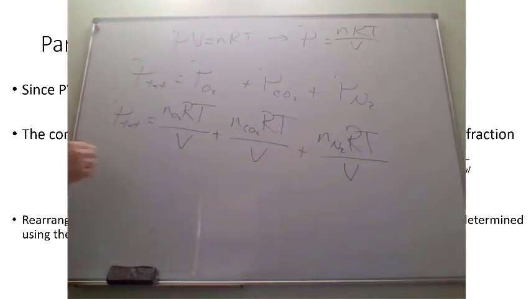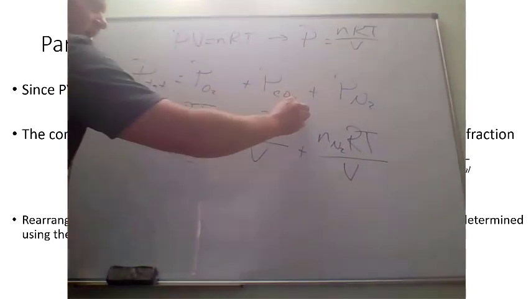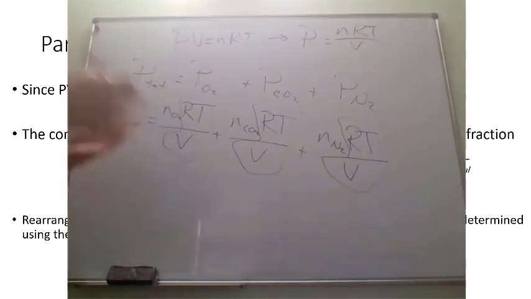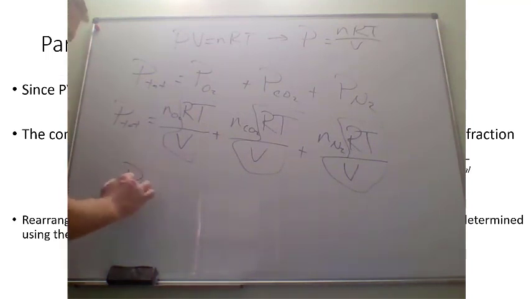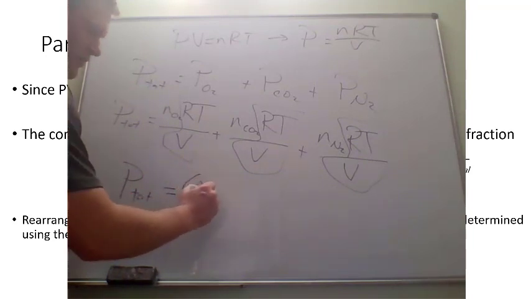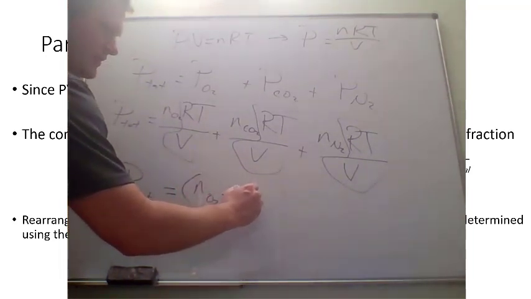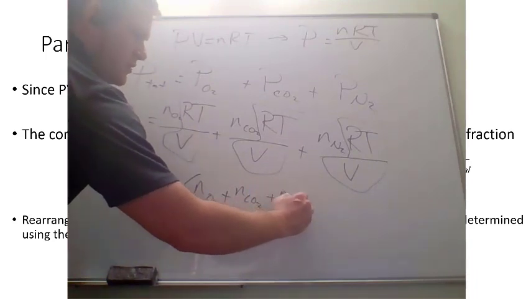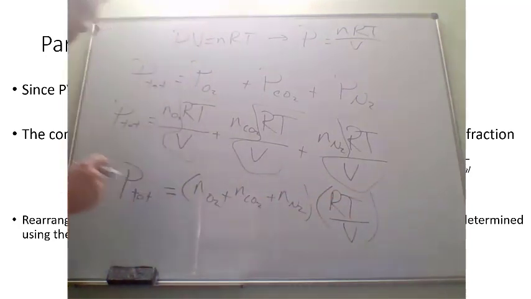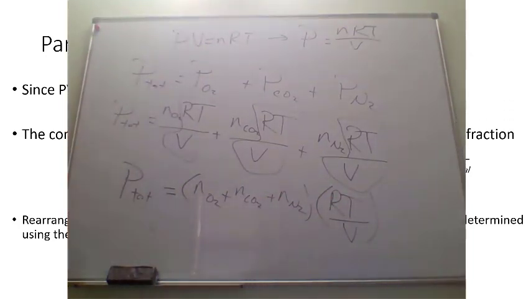We can notice here that this RT over V term is present in each of our individual terms. Because of that, we can pull that out to simplify the equation: the total pressure in the vessel is equal to the number of moles of O2 plus the number of moles of CO2 plus the number of moles of N2, times RT over V. So this shows that we can rearrange Dalton's law of partial pressures to indicate a summation of the number of moles, if that's the information we're given.